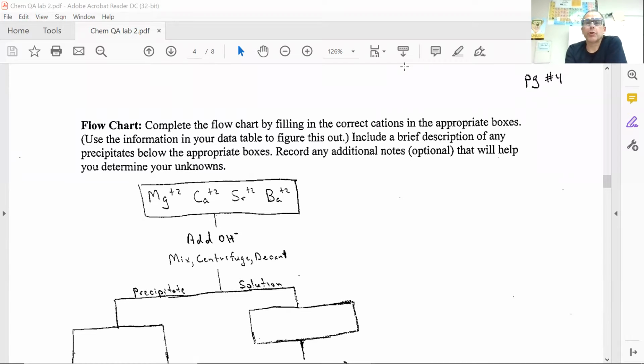Qualitative Analysis Lab 2, Unknown B. So you will get a test tube here. I have a test tube and it looks like a clear solution, but the possible ions are magnesium, calcium, strontium, barium. There could be 1, 2, 3, or all 4 of these ions in this test tube right here.